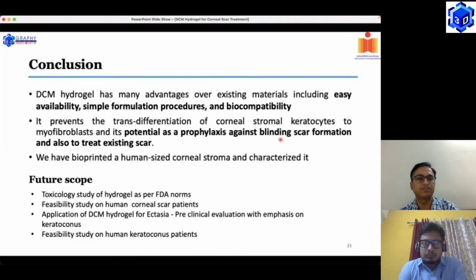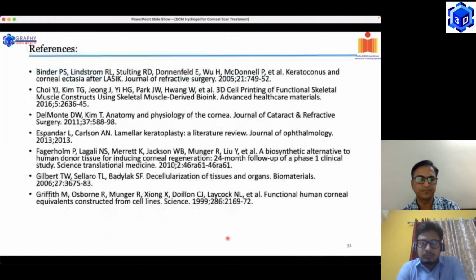That is our next step, and we have got a grant to do the preclinical and clinical study of this. And also, we are interested in studying the DCM hydrogel for efficacy. We have done one round of study where we found some interesting results, that it can be used as a material for corneal stroma supplement, so that it can be used for efficacy in patients.